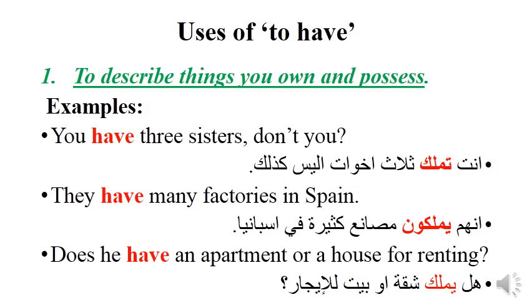So let's start with the first example. You have 3 sisters, don't you? The next example, they have many factories in Spain. And the last example, does he have an apartment or a house for renting?